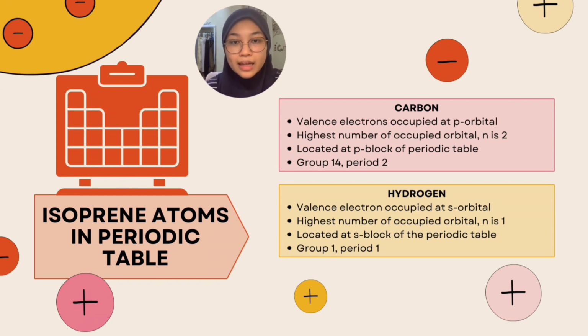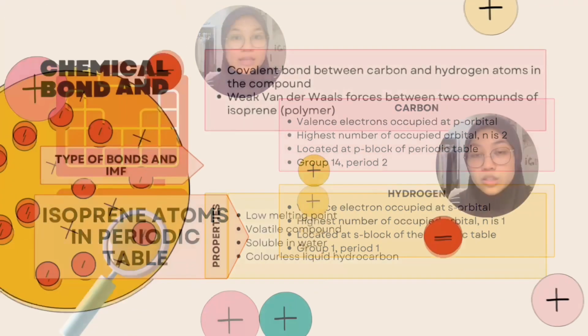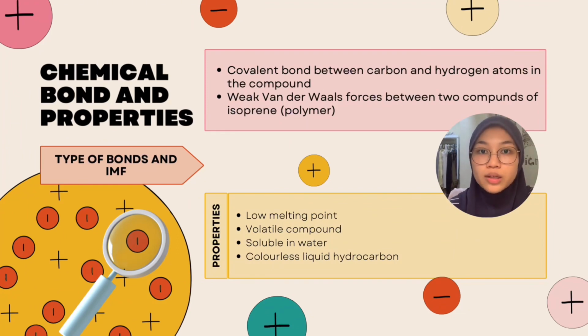Now, the next atom in isoprene is hydrogen. Hydrogen is a very easy atom to position in the periodic table. Because hydrogen only has one valence electron, and we know that the valence electron of hydrogen occupies the s orbital, which determines the position of hydrogen in the s block. From the electron configuration, the highest occupied energy level is 1 for hydrogen. That means hydrogen is located in period 1, in the s block, and in group 1. So we can conclude that hydrogen is located at group 1, period 1, in the s block of the periodic table.